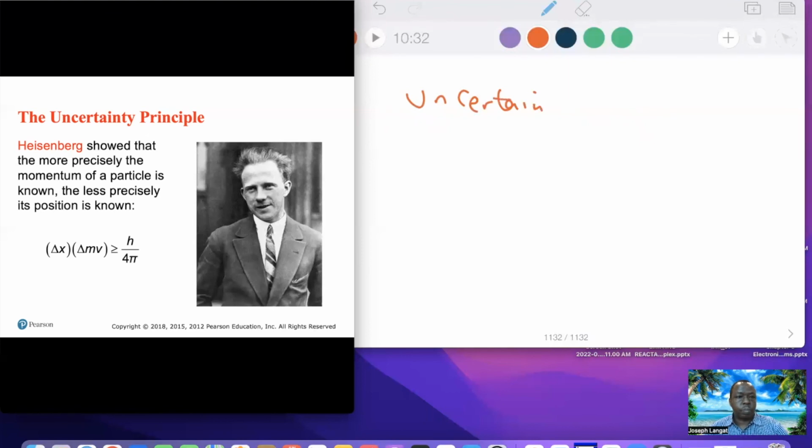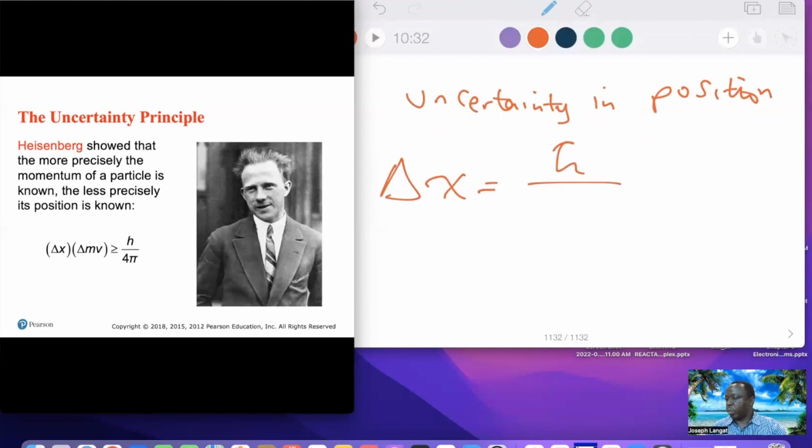So if we are asked uncertainty in position, the uncertainty in position equals Planck's constant over 4 times pi times mass times uncertainty in velocity. This is uncertainty in velocity.